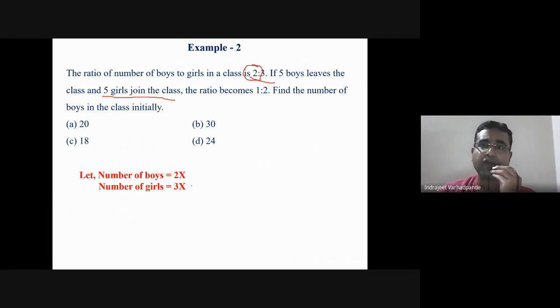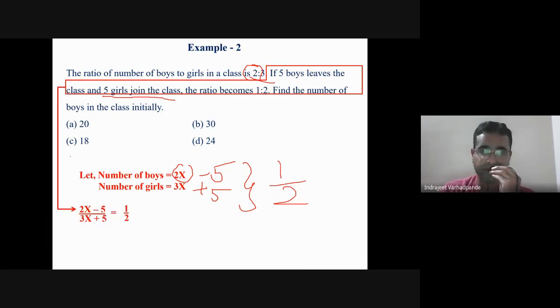Now 5 boys leave the class, so what is the number of boys here? 2x. Leaves the class means it will be subtracted. Girls join the class means it will be added. And this ratio then becomes 1 is to 2, that is 1 by 2. So here (2x minus 5) upon (3x plus 5) is equal to 1 by 2.